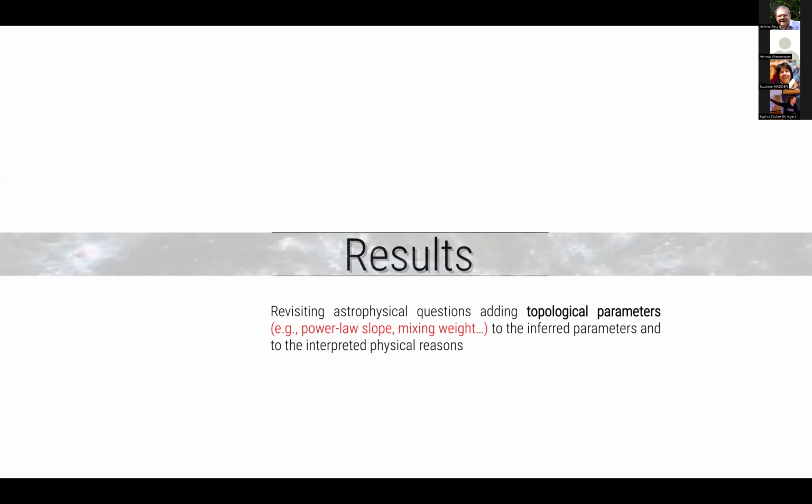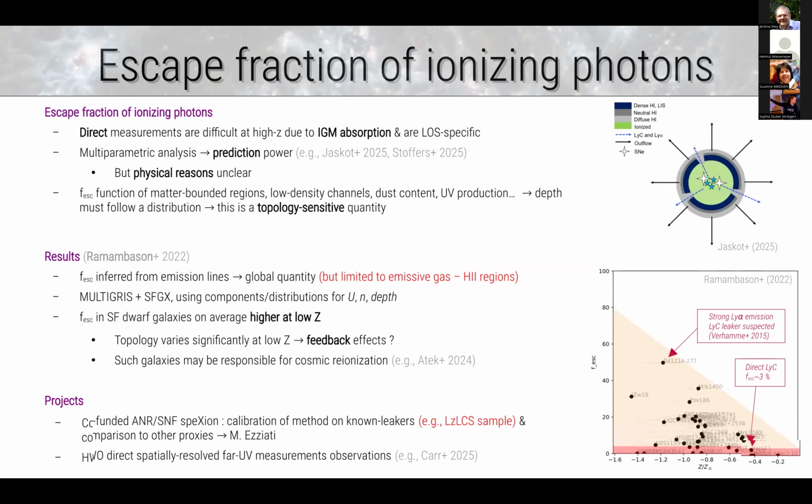Now, in the few minutes I have left, I'm going to present some applications, some results, and it's basically revisiting some astrophysical questions, adding the topological parameters to the inferred parameters and the interpreted physics. And I'm going to start with the escape fraction of ionizing photons, which is an important quantity and related to the cosmic reionization. We want to understand how that works.